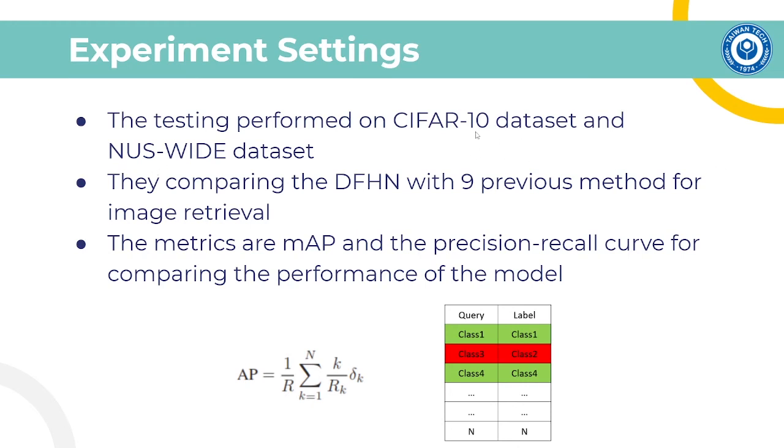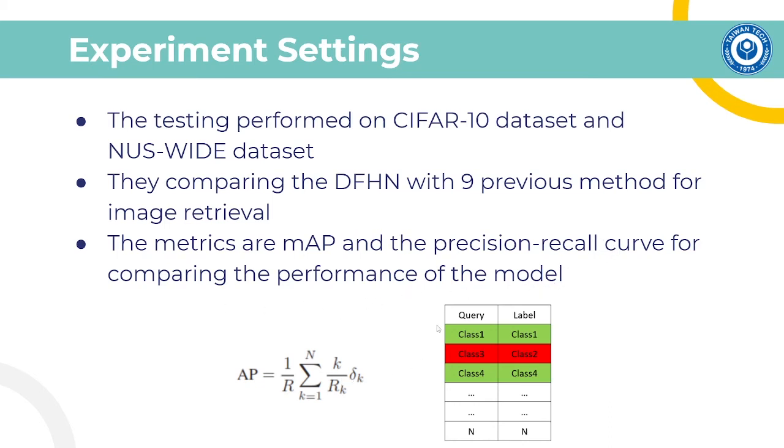And for the CIFAR10, they have 10 classes, and for the NUS-WIDE they just select the most frequent cases, which is the 21 most frequent classes in this dataset, and they try to compare the proposed method, which is the diffusive hashing network, with 9 previous methods for the image retrieval task. And the metrics that they use are MAP and the precision recall curve for comparing the performance of the model.